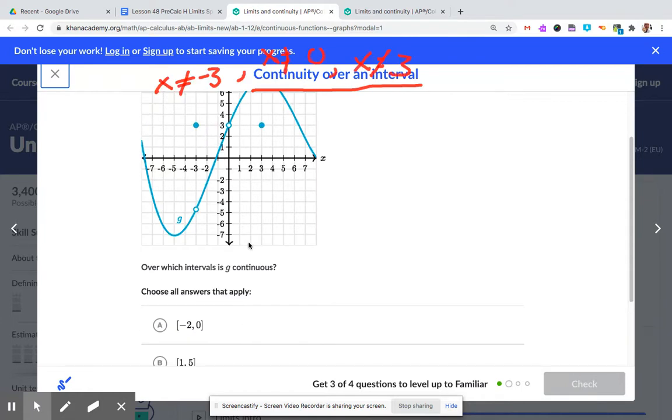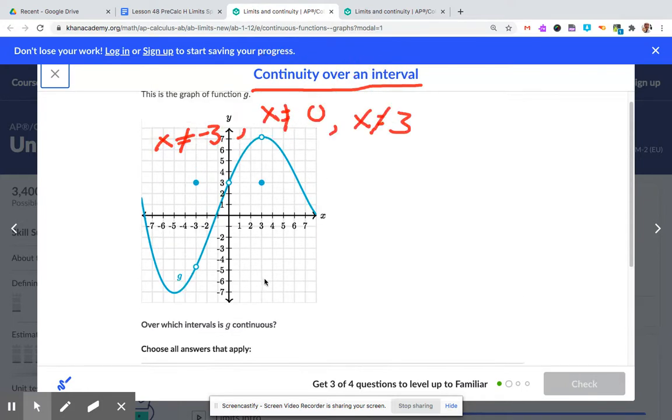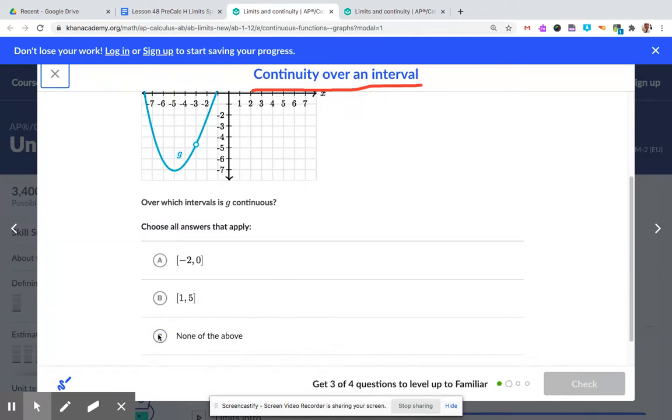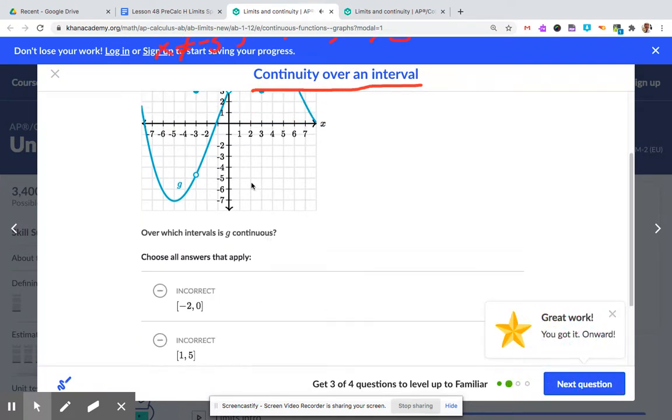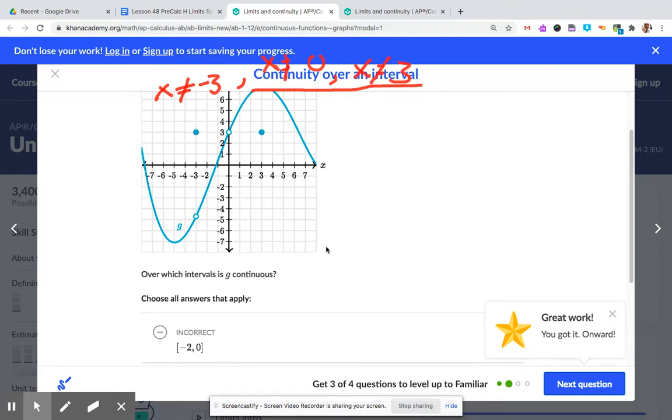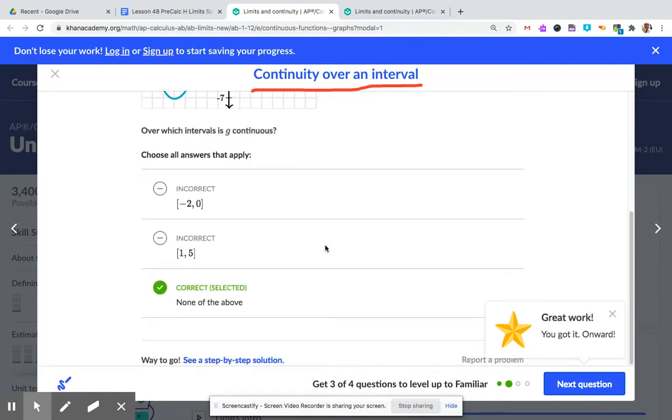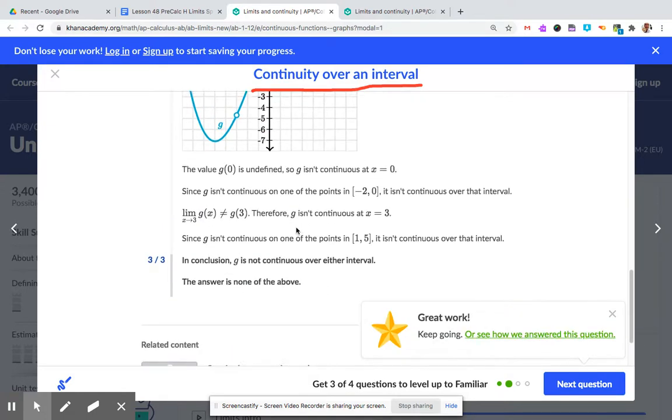1 to 5. Nope, not on that one either. None of the above is what I get. Having an endpoint where it's undefined is no good either. Everywhere has to be included. So that's kind of the trickiest one for this problem.